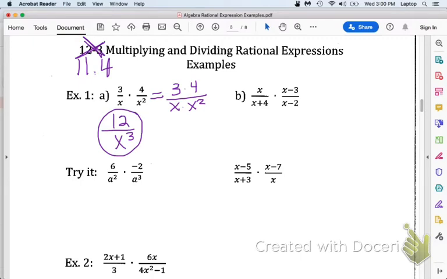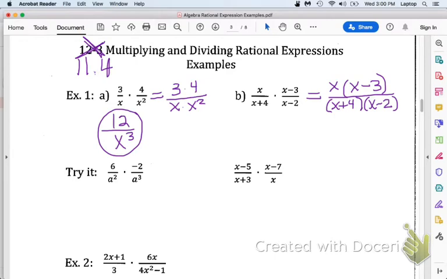And again, with these, because we have variables in the denominator, there would be excluded values. You would have to understand that for this problem, looking at the original problem, you could not have x equal to 0, okay? Let's look at B. So for B, we are going to multiply across, and we'll get x times x minus 3, and that will be over x plus 4 times x minus 2, okay?